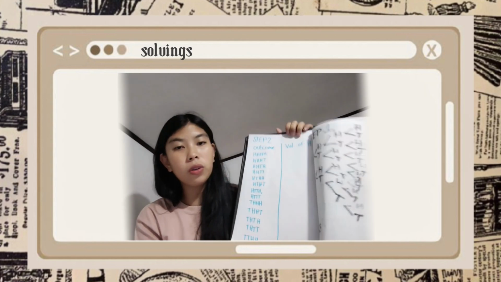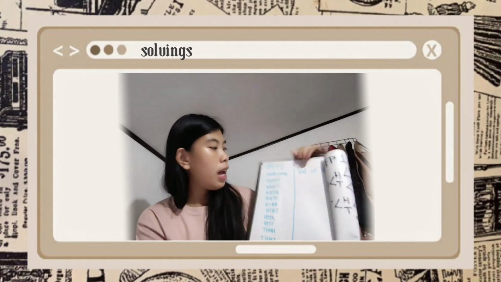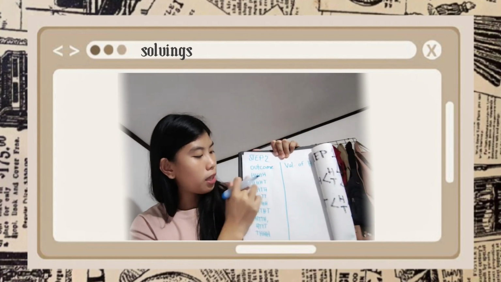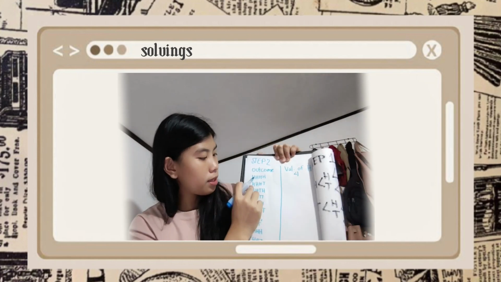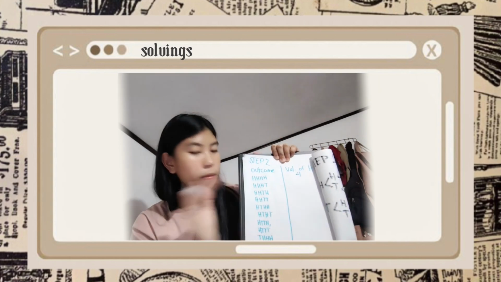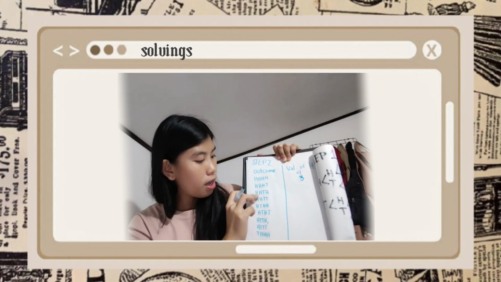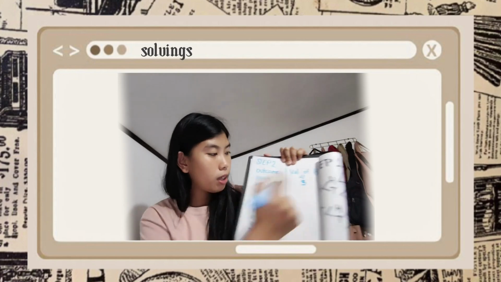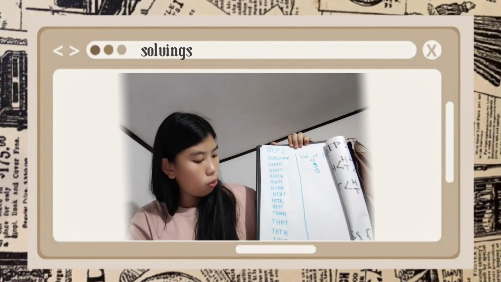Here in our step 2, we are going to count the values of heads in our outcome. For example, in our first one, we have 4 heads. 1, 2, 3, 4, so we are going to list 4. Next is heads, heads, heads, tails, so we are going to write 3 because there are 3 heads. For the next one, heads, heads, tails, heads, so we can have 3 heads. And that's what we are going to do to all of these.